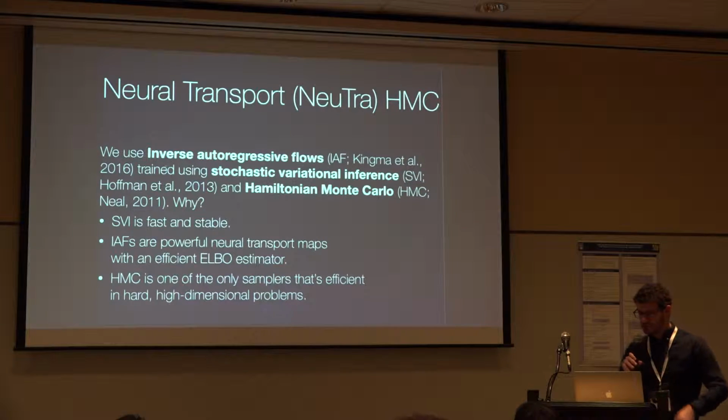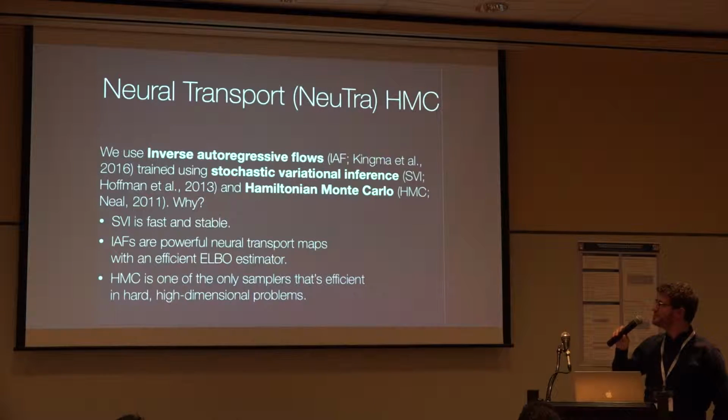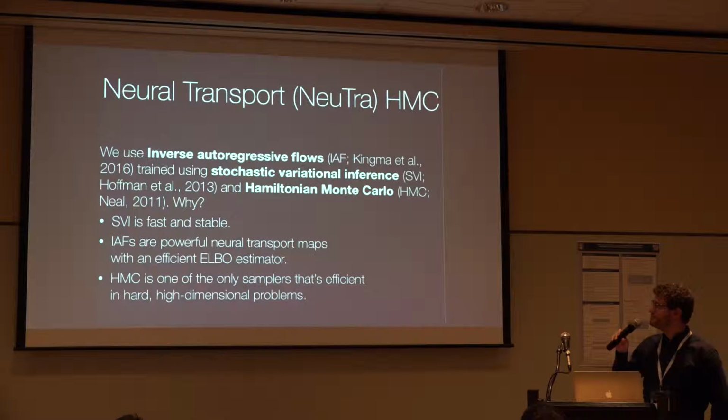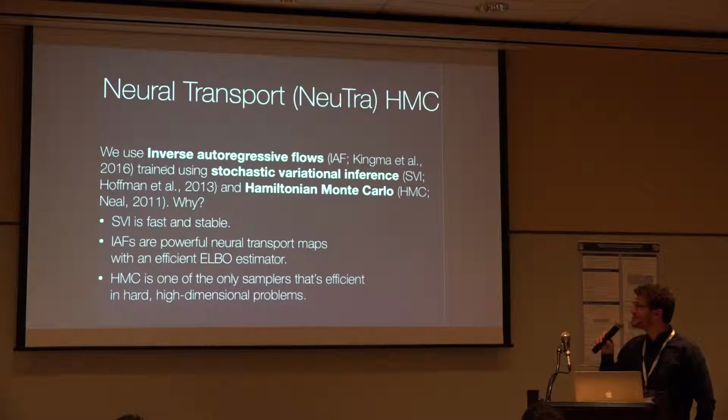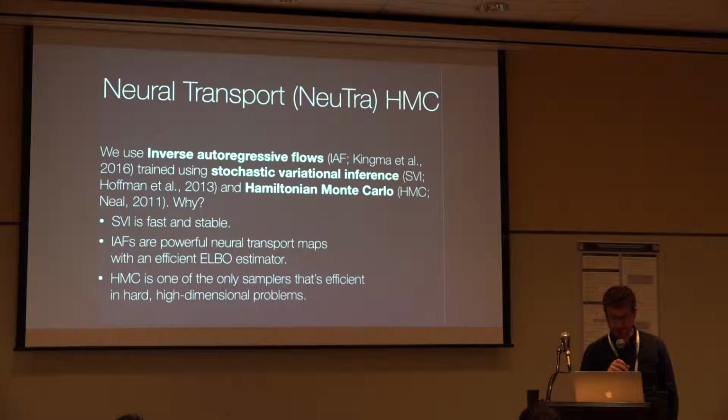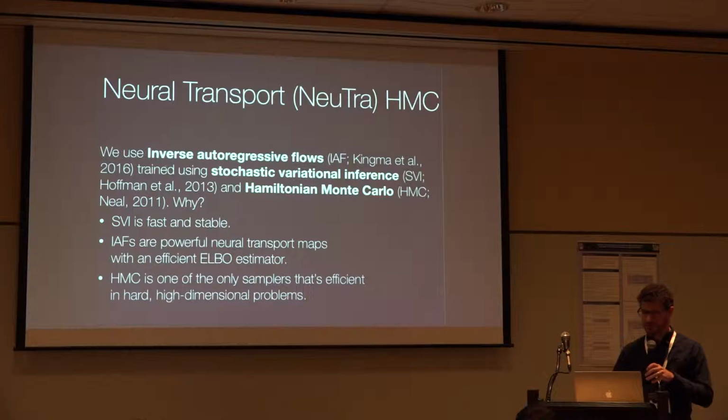So what I'm going to be calling neural transport HMC, or NeuTra-HMC: we're going to use inverse autoregressive flows trained using stochastic variational inference, and we're going to sample using Hamiltonian Monte Carlo. Why? Because SVI is fast and stable and doesn't have the horrible problems that minimizing KL in the other direction tends to have. IAFs are kind of the new hotness, although maybe neural ODEs are the new hotness, and we should think about those.